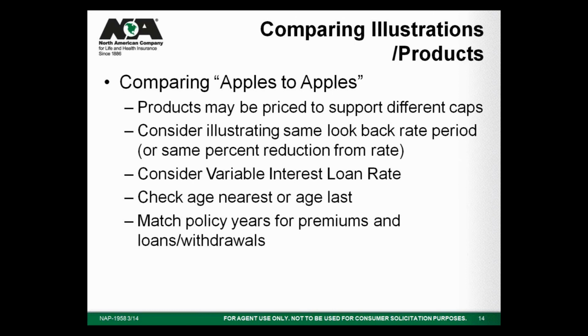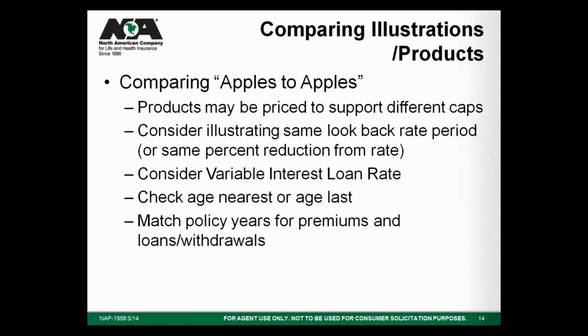You want to consider the variable interest loan rate. North American has a variable loan which is capped at 6%. That is a cost that is built into our product. So right now, if someone was to take a loan, they'd be taking a loan out of their policy for only 4%.